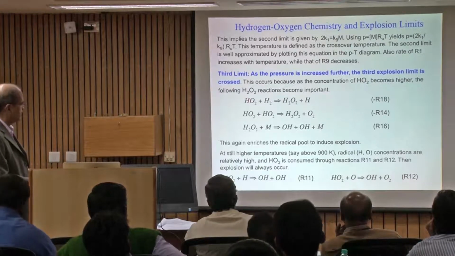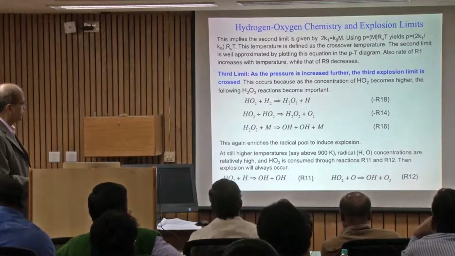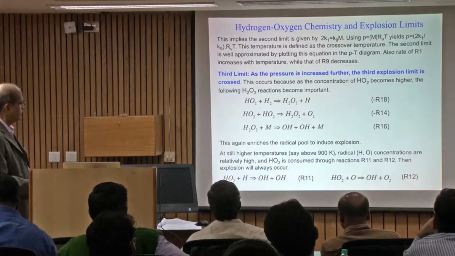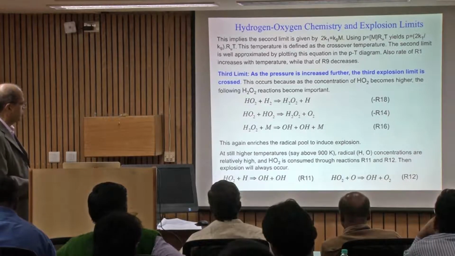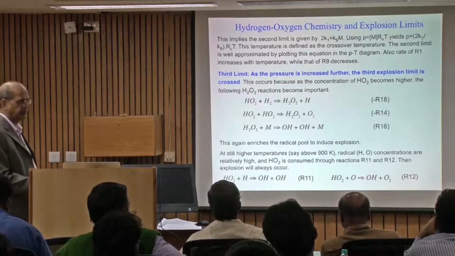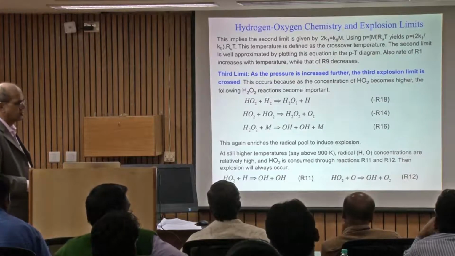So you have a high concentration of HO2. That produces H2O2, so the reactions involving H2O2 become more important. And these reactions then produce OH. This is written here: the rate of R1 increases with temperature while the rate of R9 decreases.